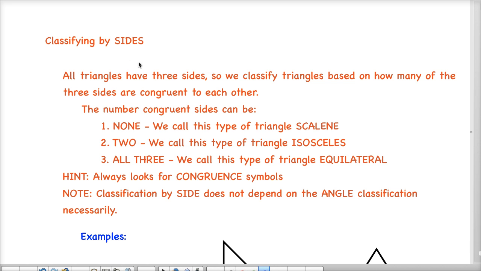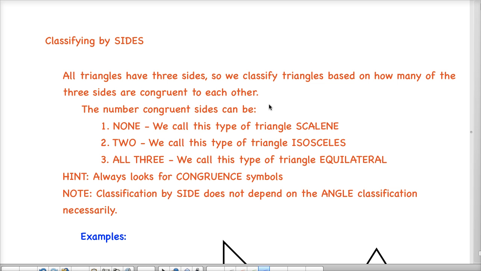The other way, like we said, is by their sides. All triangles have three sides, just like they have three angles. So we're going to classify these triangles based on how many of those sides are congruent to each other. And so we can have three different scenarios, just like we had three different types when we classified by angles. We'll have three different types when we classify by sides.